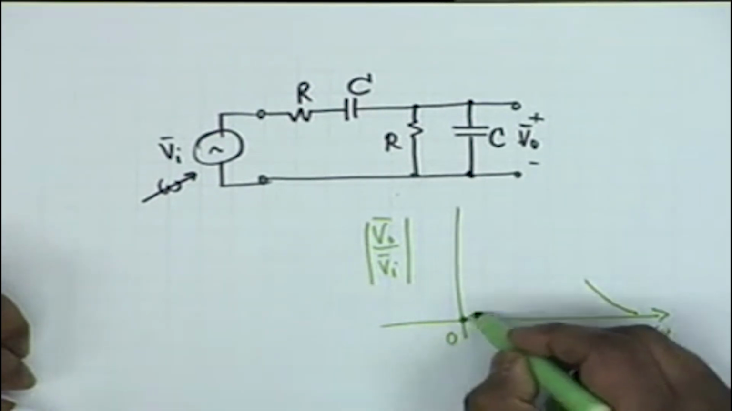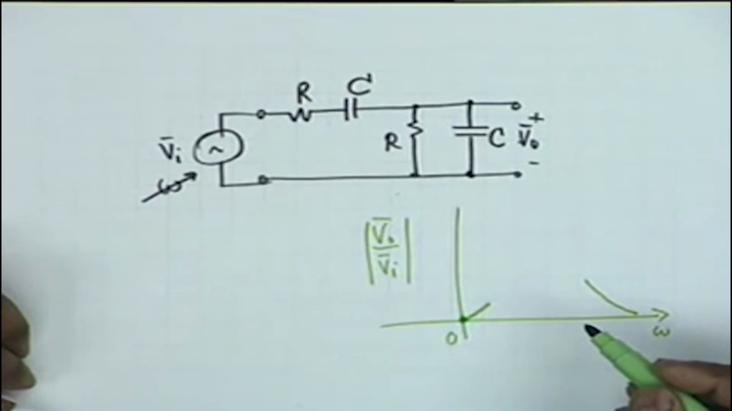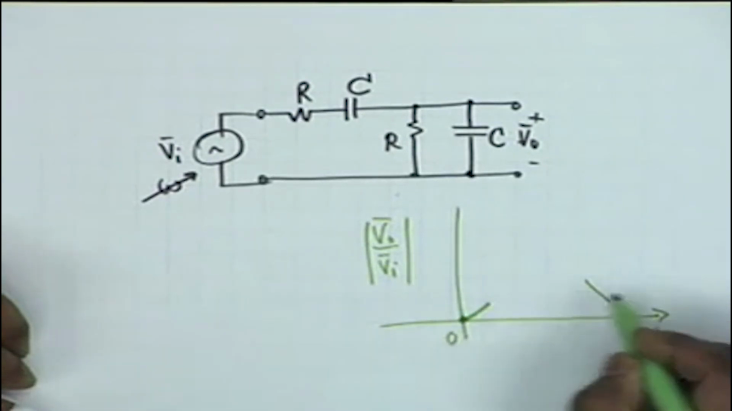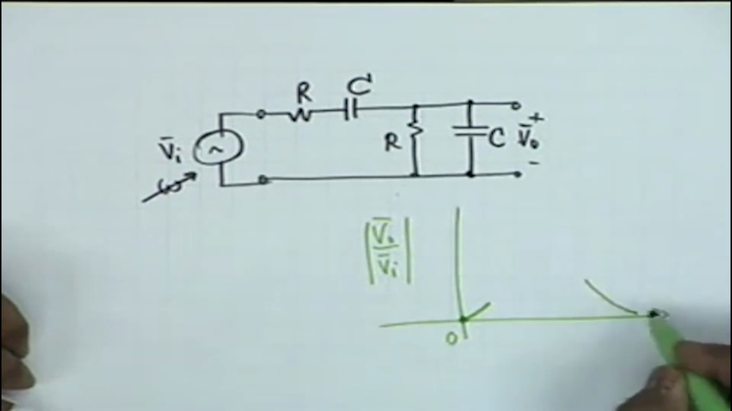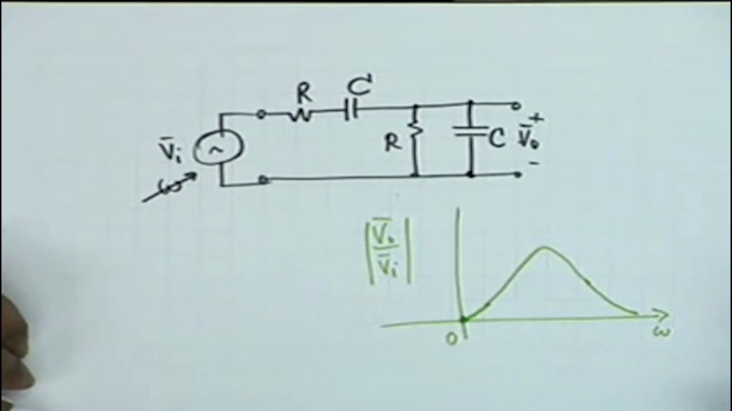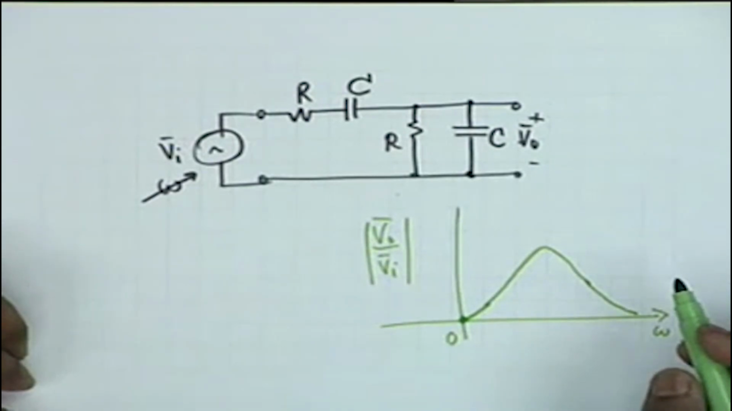Now in between, obviously there must be a maximum. The curve rises from here, the curve goes down at infinity, and therefore somewhere in between there must be a maximum, and therefore it acts as a band pass filter.